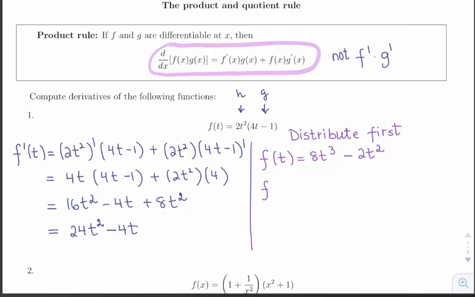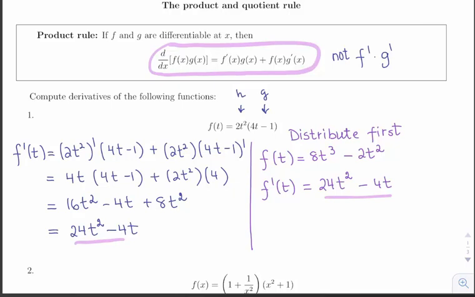We know how to compute the derivative of this. Let's see, 8 times 3, that's 24. 3 minus 1, that's 2, so the power gets reduced by 1. Minus what? 2 times 2 is 4t. And notice that they are the same function. 24t squared minus 4t. That is your derivative of this first function.